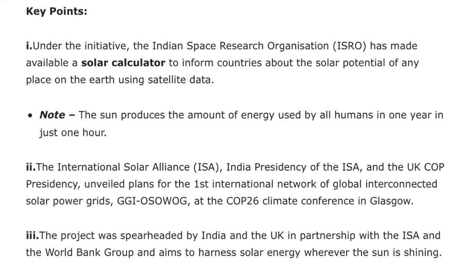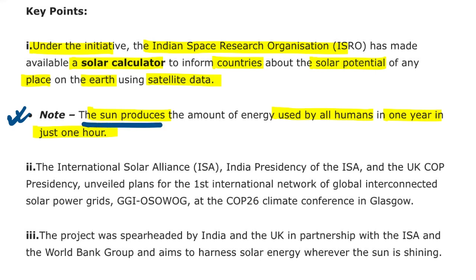If we look at the key points, under the initiative, ISRO has made available a solar calculator to inform countries about the solar potential of any place on the earth using satellite data. The sun produces the amount of energy used by all the humans in 1 year in just 1 hour. I repeat, mark this, this is additional information: the sun produces the amount of energy used by all humans in 1 year in just 1 hour. That means the amount of energy all humans combined consume in 1 year is what the sun produces in just 1 hour.